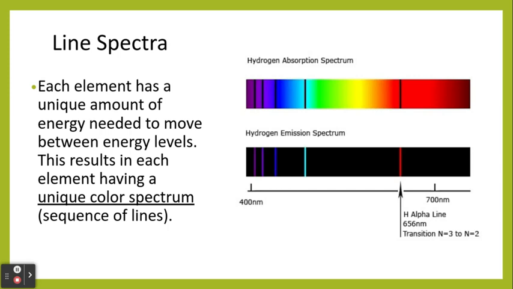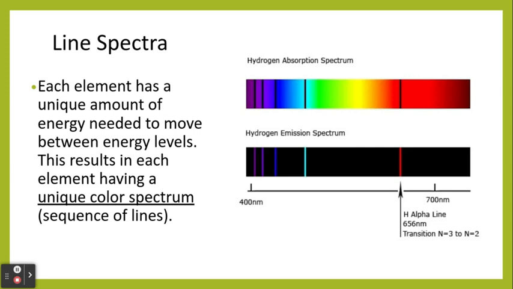This absorbing and releasing of energy can be seen when we look at the color spectrums of the different elements. In that bright colorful line up across the top, we see where hydrogen is absorbing. Those black lines are where it is absorbing specific wavelengths of energy. The emission is as it gets rid of that energy as it's relaxing back down to the lower energy levels. So the key thing here is that each element has a unique amount of energy needed to move between the different energy levels.